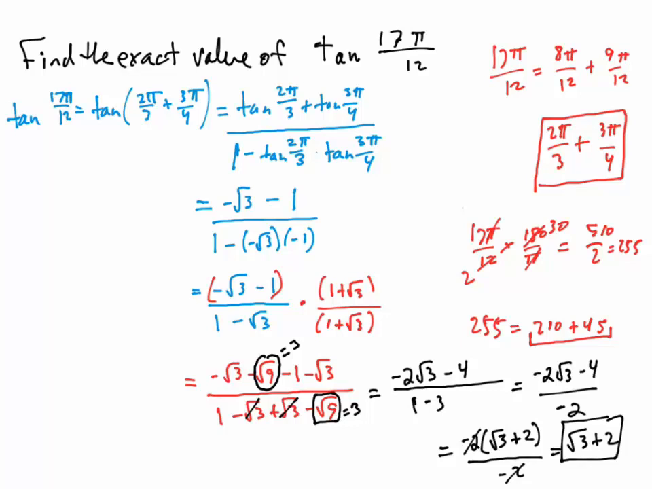And then let's just double check our work. If you take a calculator, make sure you're in radian mode, and you punch this in, you're going to get about 3.73. And then if we punch this into the calculator, we also get about 3.73. So if those are the same, then we know that we've done this correctly.